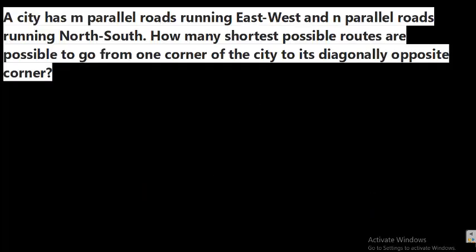Yeah, students, the next question is a very interesting question. Important model. Listen, students, a city has m parallel roads running east west and n parallel roads running north south. How many shortest possible routes are possible to go from one corner of the city to its diagonally opposite corner? First of all, I want to explain the meaning, students.